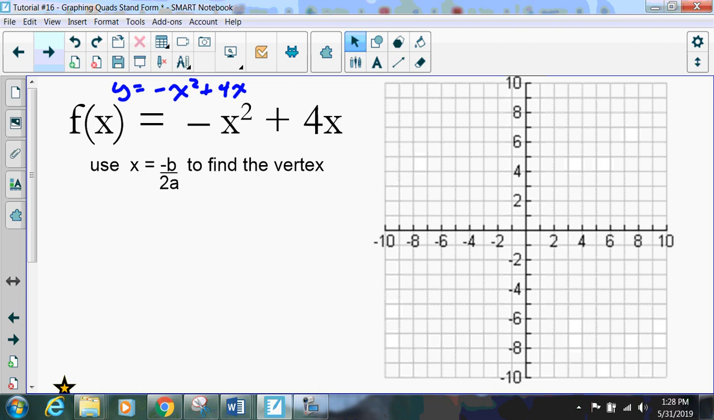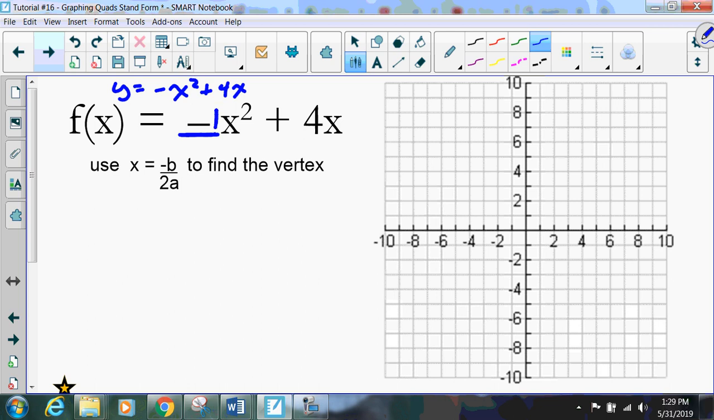And so just to remind ourselves, remember when we did the quadratic formula, this was our a, the number in front of the x squared. Because I just see a negative, I have to remind myself that's really a -1. So my a is -1. My b is always going to be my coefficient in front of the x, so that's 4, and that's all I need. So to find the x part of my vertex, I do -b, which is -4 over 2a, so 2 times -1. You either do that in your head and get a 2, or you can go ahead and pick up your calculator, either way.